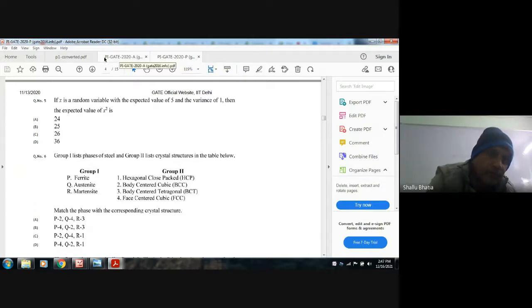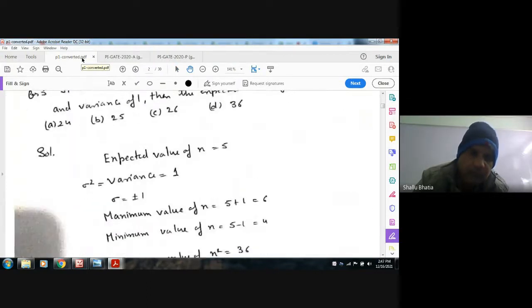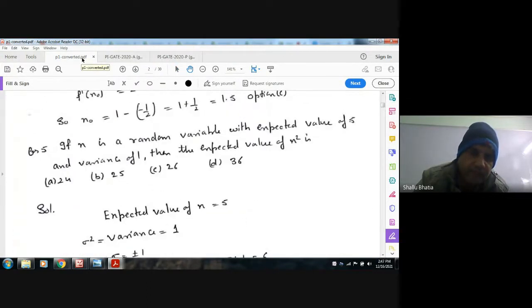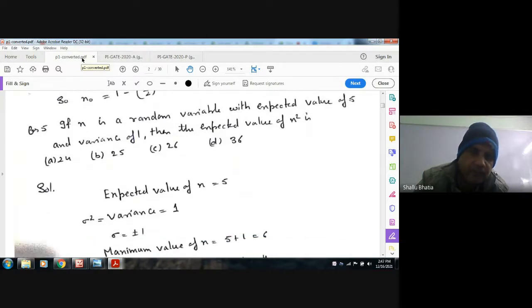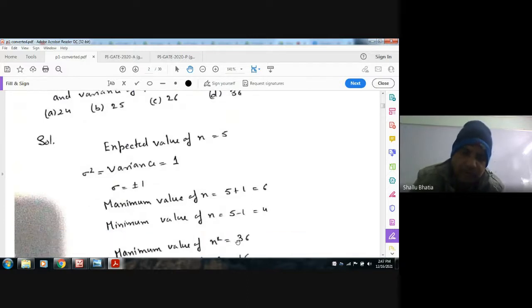So now the expected value of x is 5, and variance is given as 1. So standard deviation is plus minus 1. So the maximum value of x is 5 plus standard deviation, and the minimum value is 5 minus standard deviation. So it is 6 and 4.